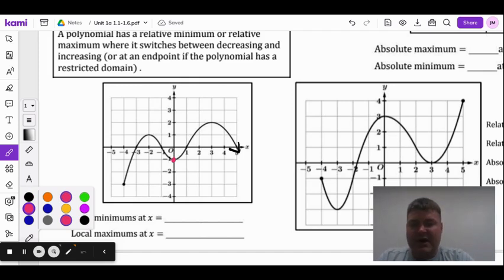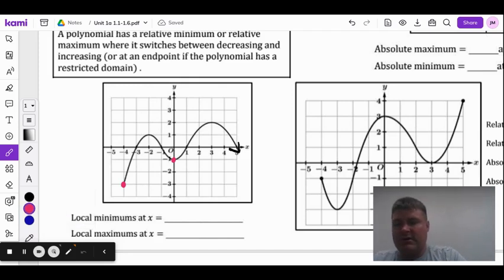I actually have another spot for a local min. It's actually going to be at this endpoint right here. So local mins in AP PreCalculus can be at endpoints, or they can be obviously anywhere in between on the graph. So our local minimums are going to be at x equals negative 4 and x equals 0.